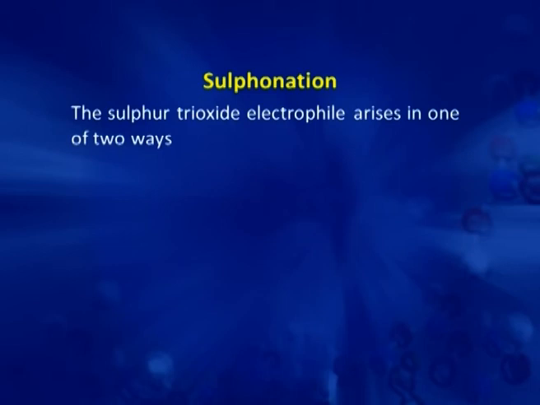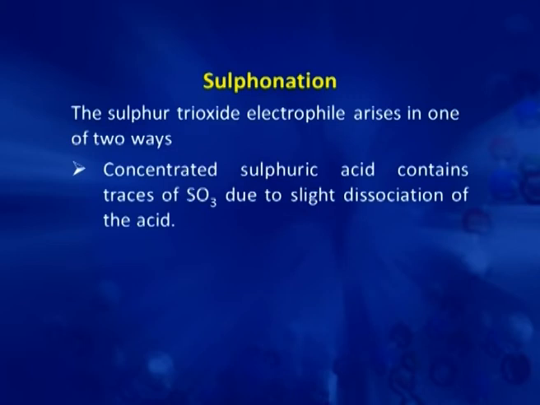sulfur trioxide, which can be generated by heating concentrated sulfuric acid. So, we need heating of this concentrated sulfuric acid, which produces sulfur trioxide. So, that is why the reaction is slow with concentrated sulfuric acid.